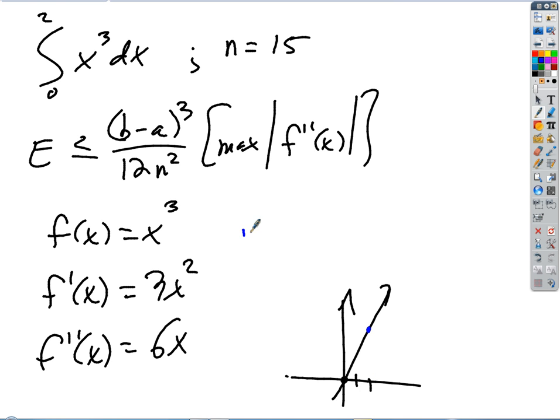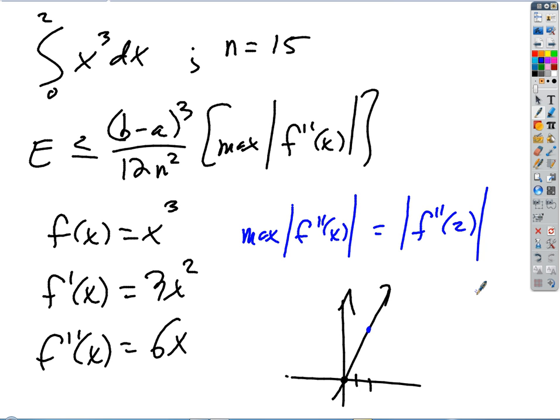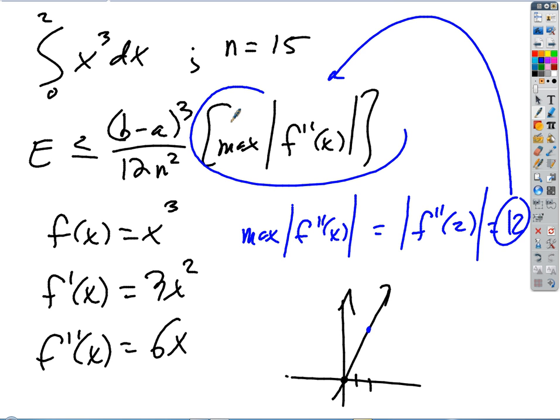Okay, so this part right here, the maximum of the absolute value of the second derivative just equals the absolute value of f double prime of 2. So what's that going to be for a number? Say it again? 12, yeah. So that's 12. So 12 is the number that goes into this part right there. How do you know it's 2? Because we're going from A to B. Okay? Does that make sense to everybody?